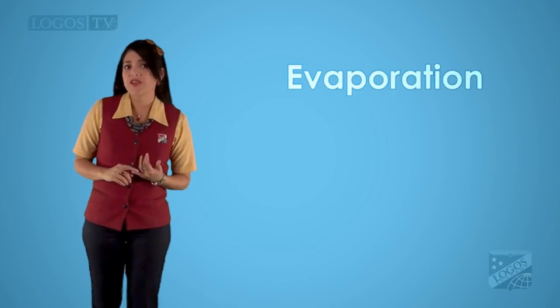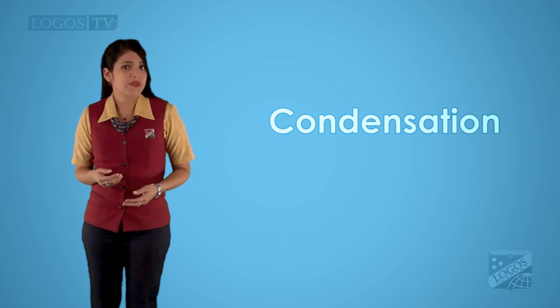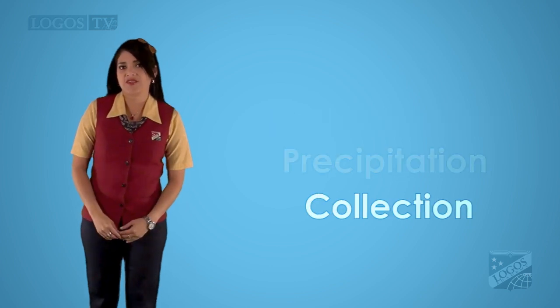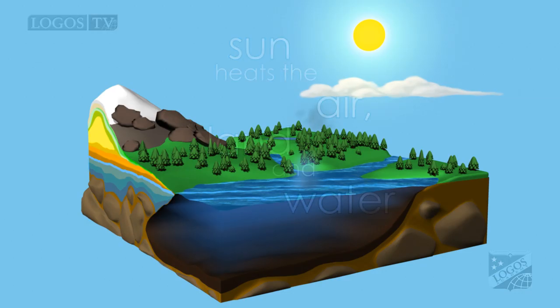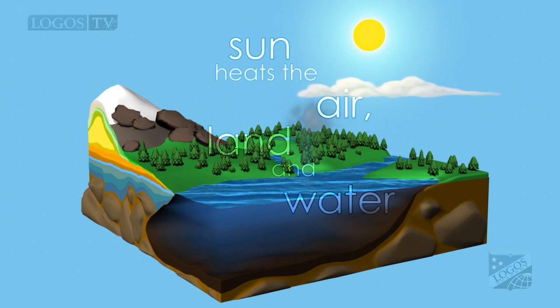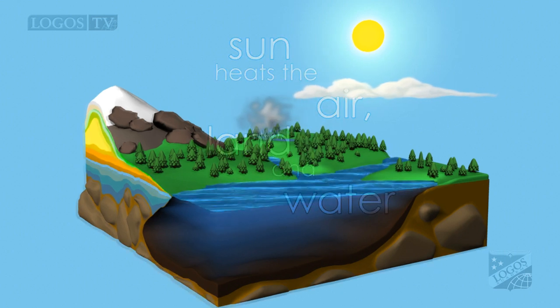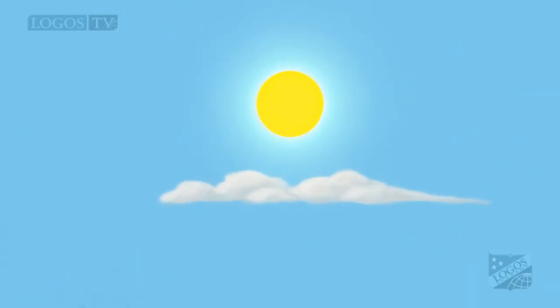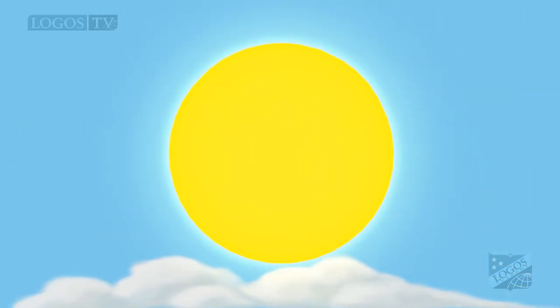Oh, I've heard about it. Really? What do you know? There are 4 stages in the water cycle: evaporation, condensation, precipitation, and collection. You're right again. Why don't we talk about each one of these stages? Of course! The sun is responsible for heating or warming the air, the land, and water. The sun warms the water in the oceans, lakes, etc.